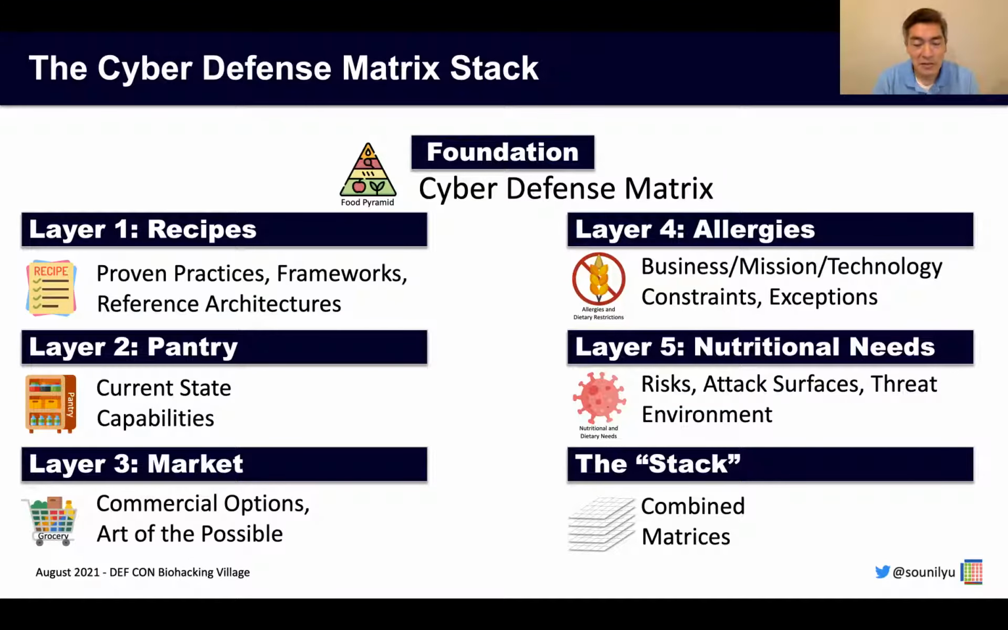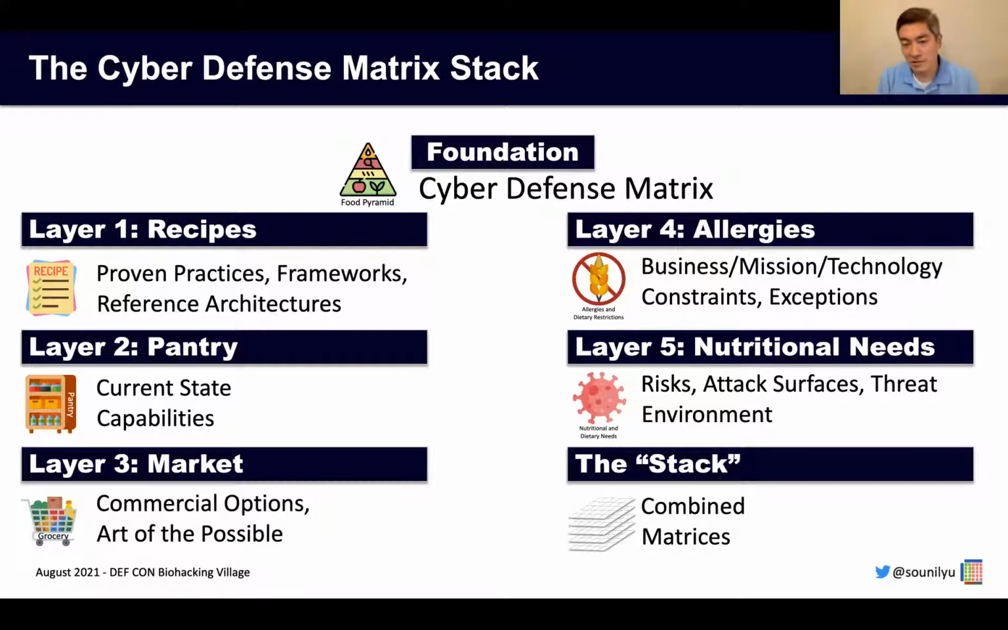These are proven practices, frameworks, and architectures that we have to abide by. This represents the things that we have to do, the requirements we have to meet to have a robust cybersecurity environment. The next layer is our pantry. Basically, what do you have today in your existing portfolio of capabilities that can help secure your environment? The third layer is the market. So what can you find in the grocery store? What's available from vendors to help you fulfill the recipe that you're trying to make?